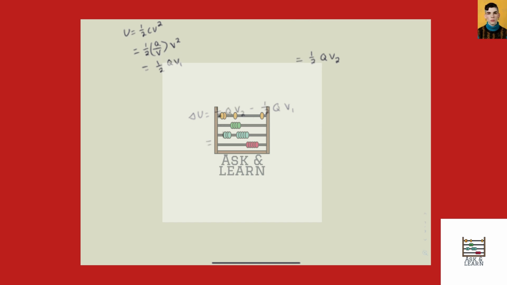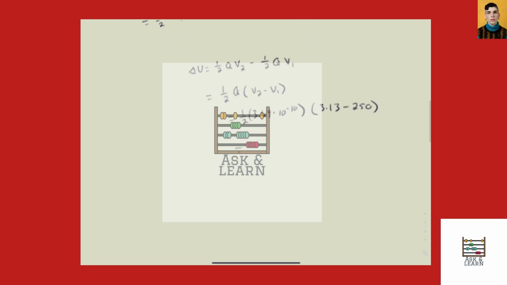So this is 1/2 Q times V2 minus V1, we have 3.69 times 10 to the minus 10. And we end with 3.13 volts, and we start with 250 volts. So we're going to get a negative number. And we get minus 4.55 times 10 to the minus 8. And this is in energy change, so it's going to be in joules.